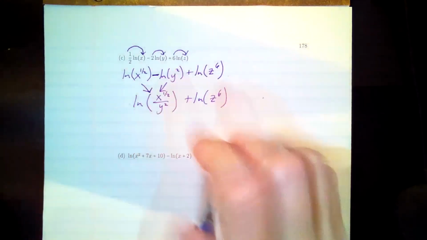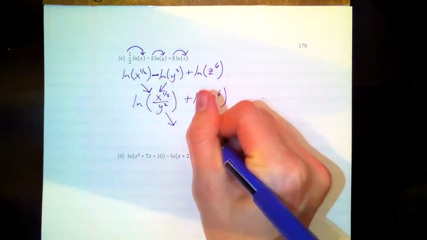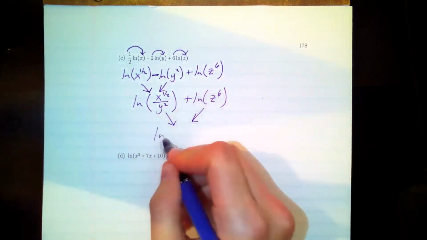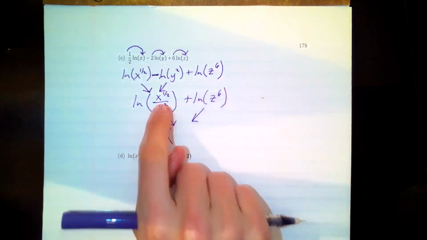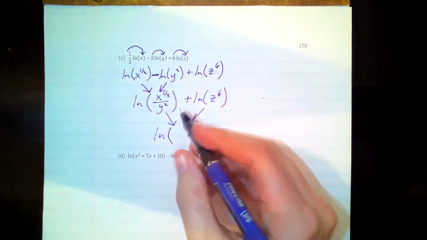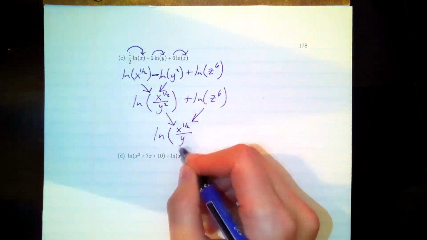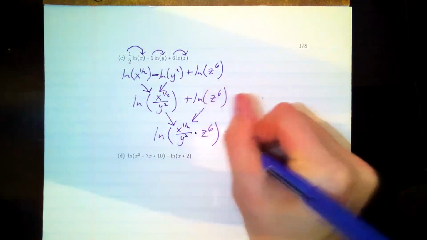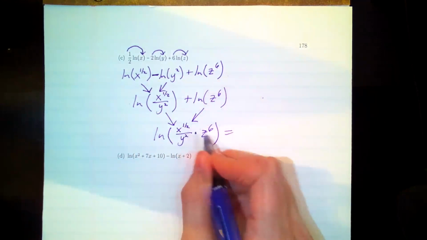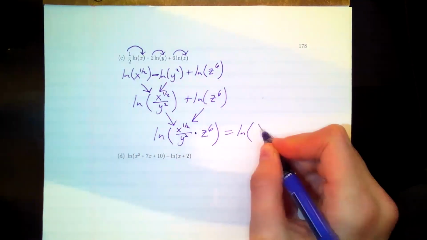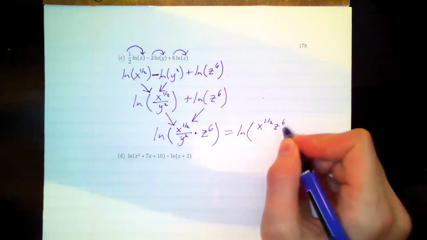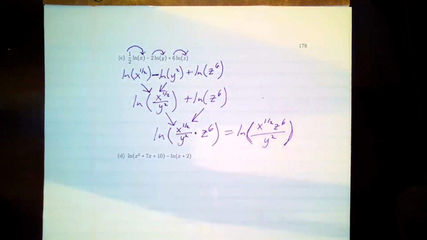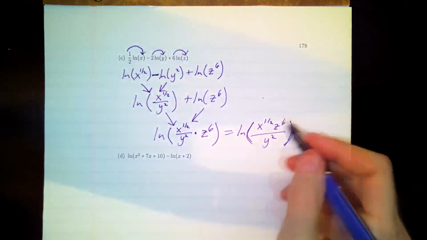So now these 2 can get squished down together, compressed. Since this was originally an addition, that means that they get squished together as a multiplication. This times that. So then if you want to, you can write the z to the 6th in the numerator there, since that's a fraction. It'd be x to the 1/2 z to the 6th divided by y squared. And all of that is inside the natural log, ln. And then you're done. This is your answer.